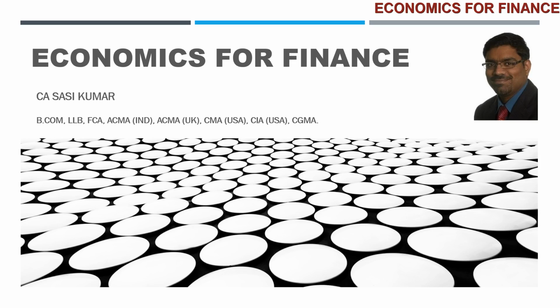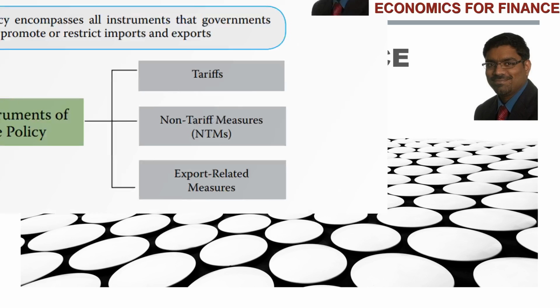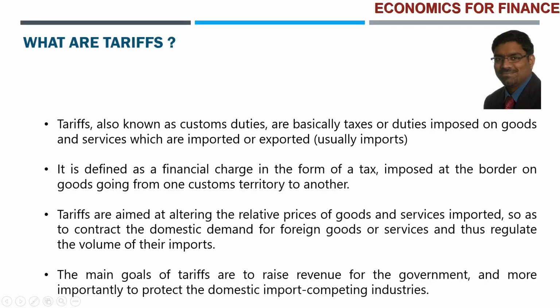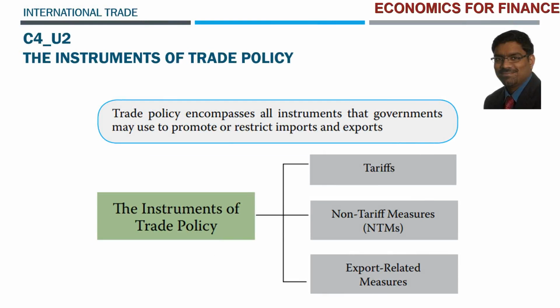After the discussion of various theories related to international trade, let us move on to Unit 2 of Chapter 4, consisting of instruments of trade policy. What kind of instruments the governments naturally use as part of the trade policy is the subject matter of this unit. So before going to various instruments, let us understand first of all what is a trade policy. Trade policy encompasses all instruments that the governments may use either to promote or to restrict imports and exports.